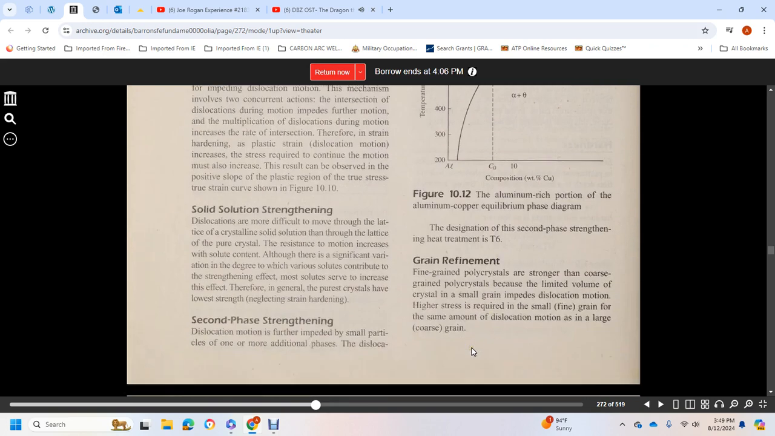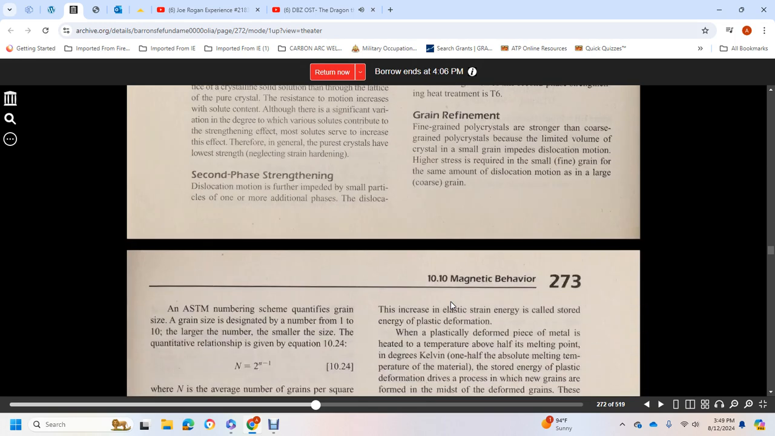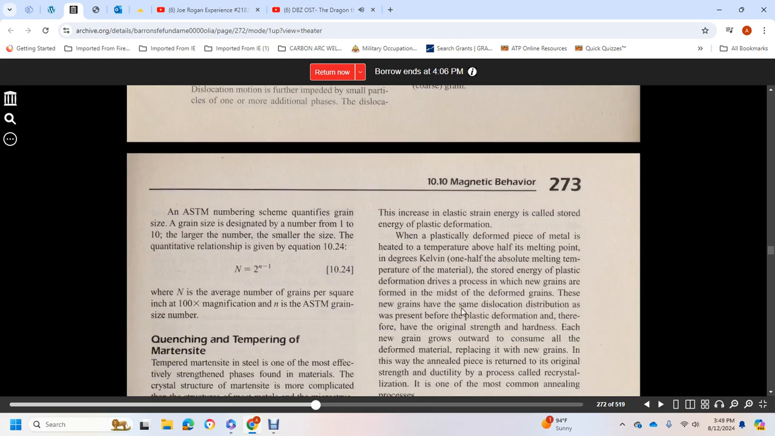Grain refinement. Fine grain polycrystals are stronger than coarse grain polycrystals because of the limited volume within each crystal. Small grains impede dislocation motion. Higher stress is required in small fine grains for the same amount of dislocation motion as in large coarse grains. The ASTM number scheme quantifies grain size, designated with numbers 1 to 10.